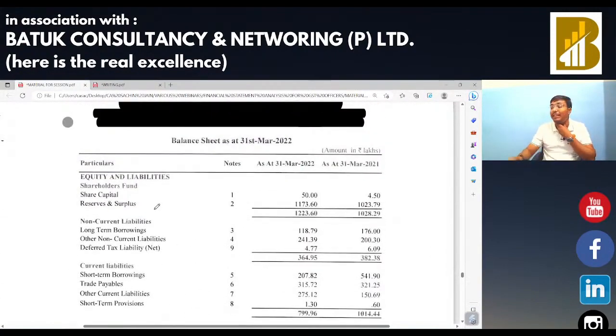Now, next, sir, one balance sheet is there regarding the company. We are going to analyze the company financials also in that particular case. This is our last financial statement on which we are going to do the analysis.